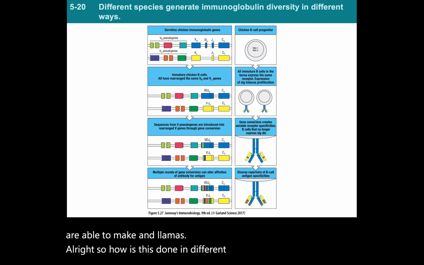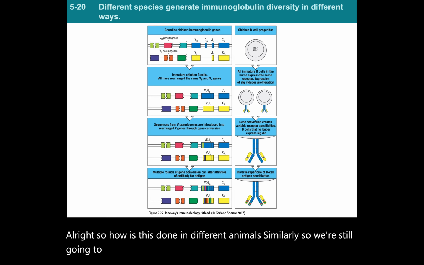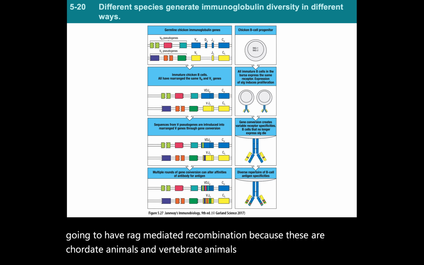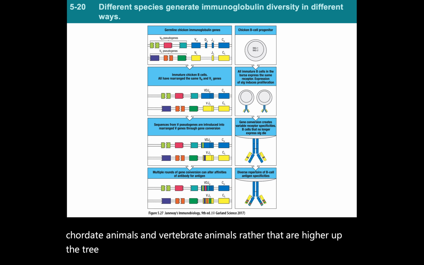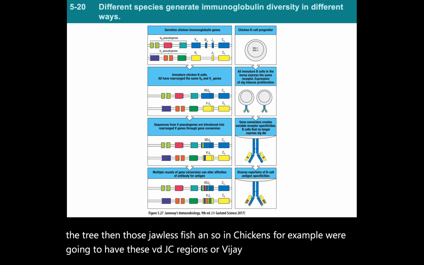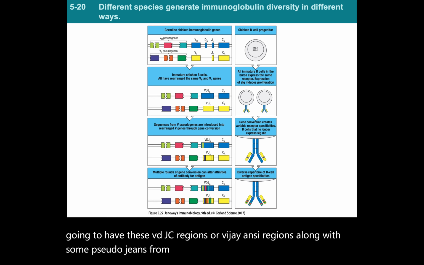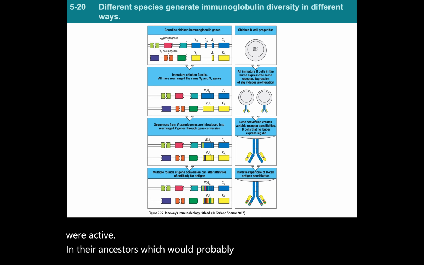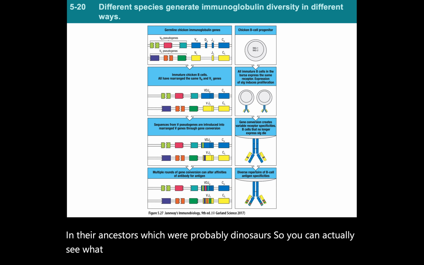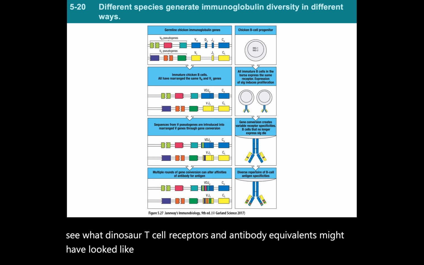All right. So, how's this done in different animals? Well, similarly. We're still going to have RAG-mediated recombination because these are vertebrate animals that are higher up the tree than those jawless fish. And so in chickens, for example, we're going to have these VDJ and C regions or VJ and C regions, along with some pseudogenes from their old days. These may be genes that were active in their ancestors, which were probably dinosaurs. So you can actually see what dinosaur T cell receptors and antibody equivalents might have looked like from these pseudogenes, which is kind of neat.